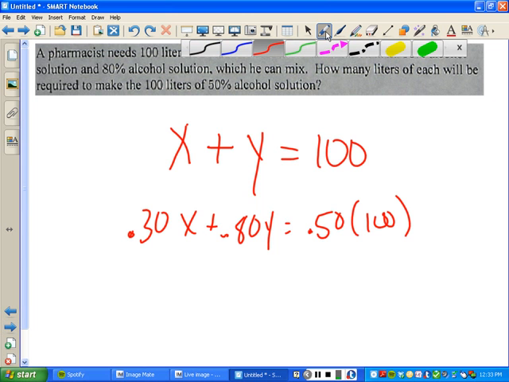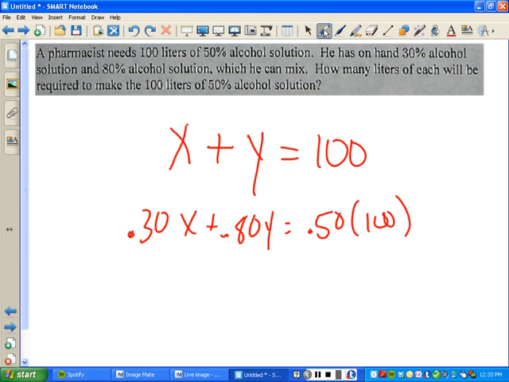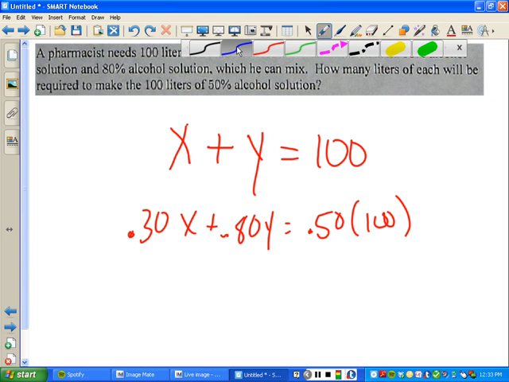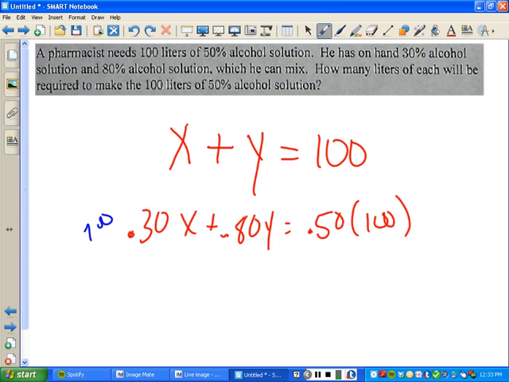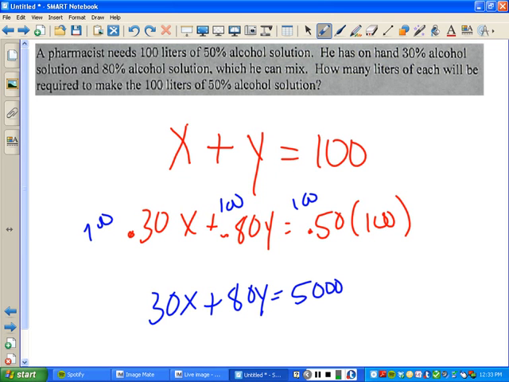Oh wait, what if you put 100 and then you multiply? Well, I guess it's the same thing. Community property. Now we're going to multiply through by 100 to clear the decimals. Obviously, I could do 10 if I wanted to. That's equal to 5,000.